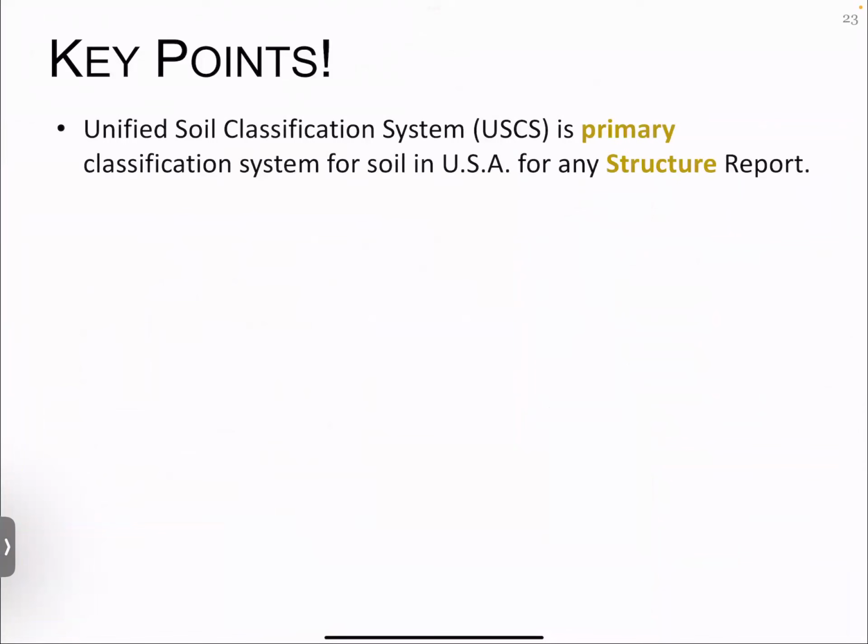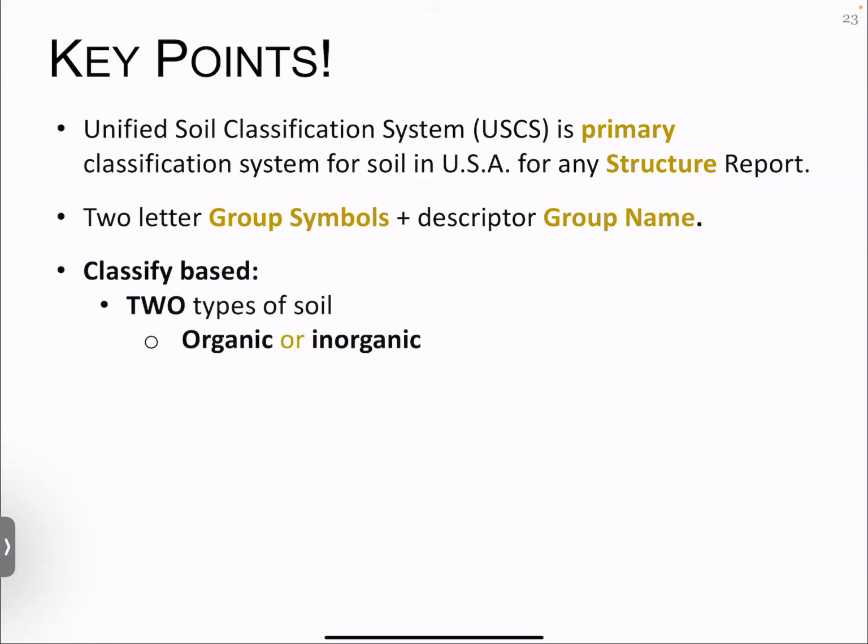Okay, so some of the key points from the USCS. This is the primary classification system for soil in the US for any typical geotech report. Any structure, any foundation, any excavation, tunnels, any type of classification, you would be using USCS. It consists of two letters, the group symbols, and then a descriptor, the group name. They classify soil mainly off of two things.